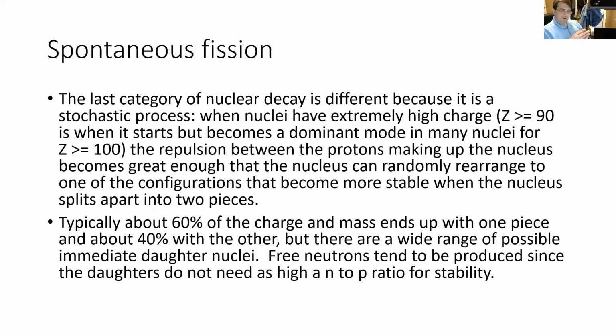The last type of nuclear decay is a pretty oddball one, although it's not necessarily super rare. It's stochastic. With the other ones, when we have alpha decay, we know what's going to be produced. It's got 2 protons, 2 neutrons. If it is a positron decay, it will lose a positron. So we know what will happen whenever you have one of these.